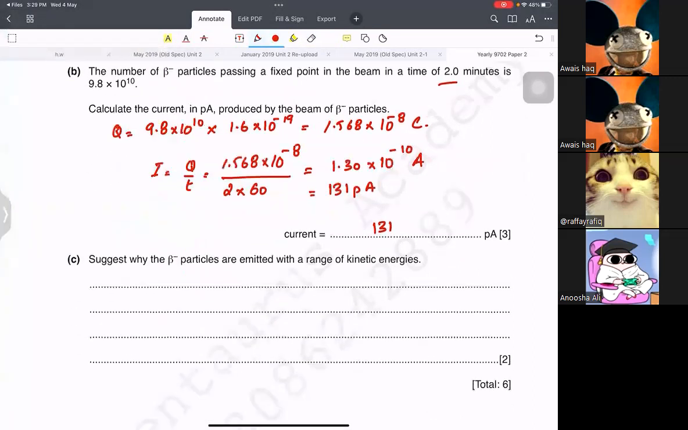Now, suggest why beta particles are emitted with a range of kinetic energy. So I've already written that in notes. You can check the particle physics at the end. So you have to write that other particles that are also emitted share the energy with beta minus, like that.